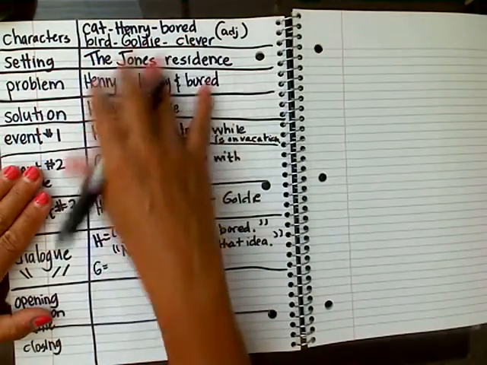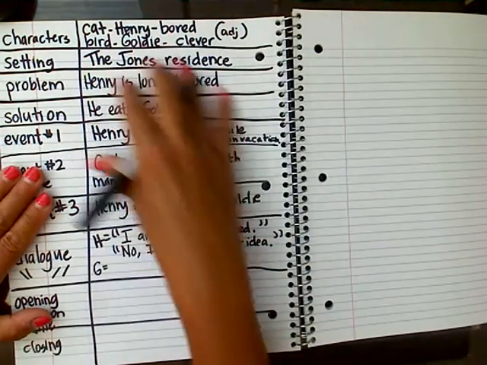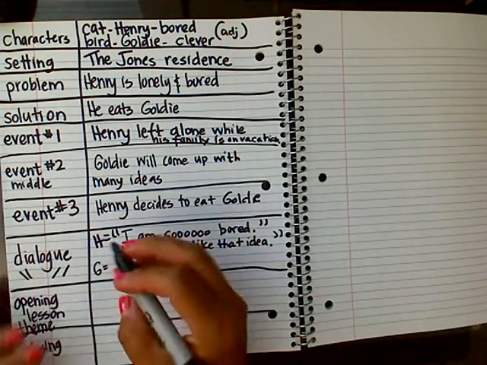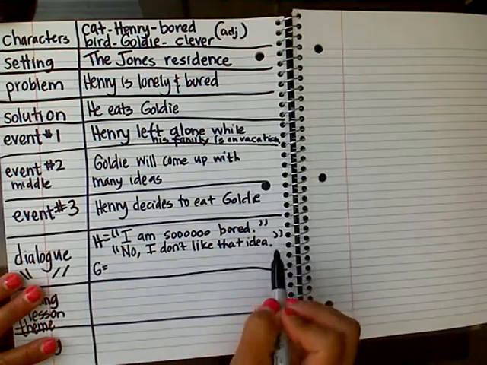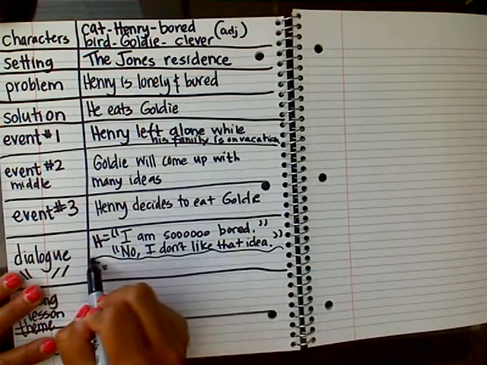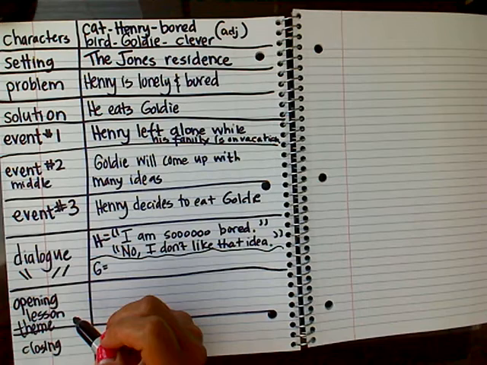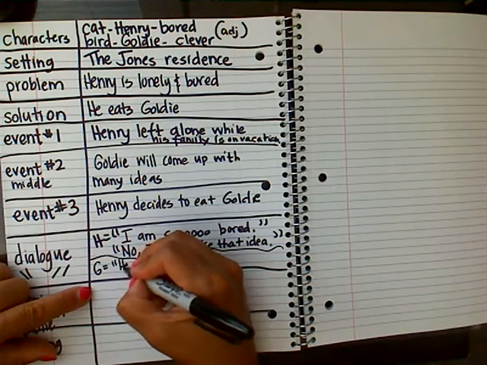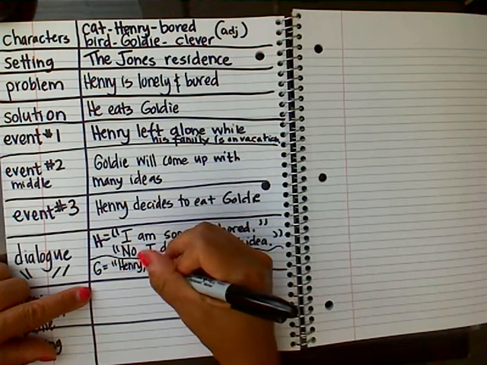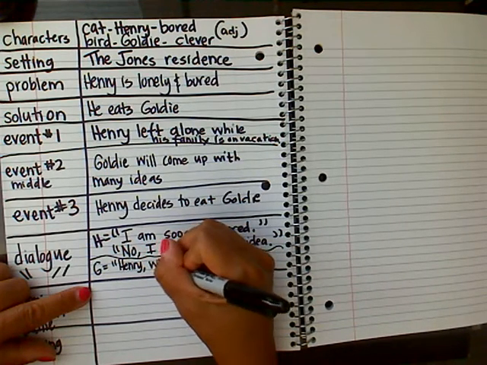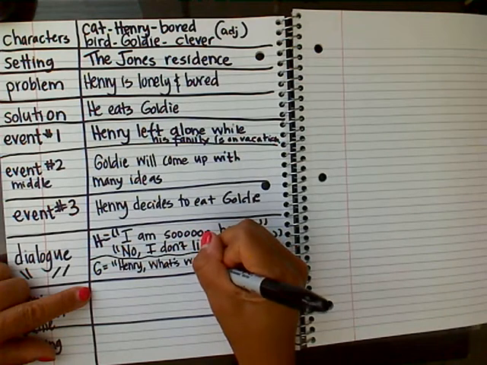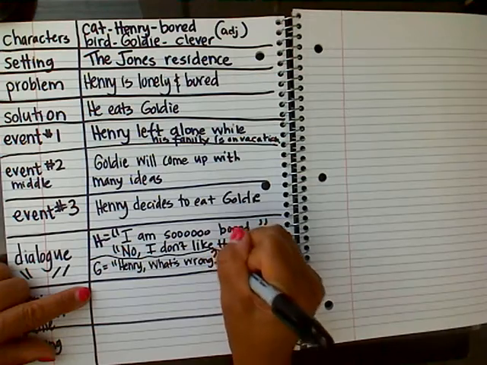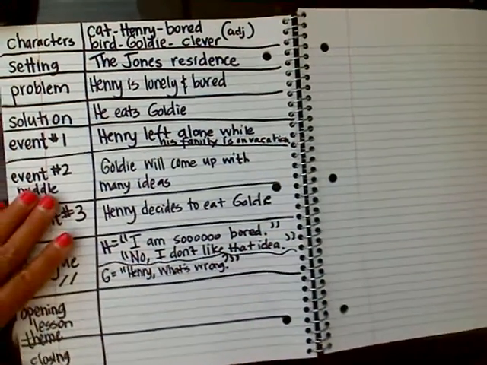Notice again, these are not all complete sentences. These are just ideas that I can write down so that I can transfer them into my story, okay? And then I'm going to think about some things that Goldie can say in the story. So can you think about some things that Goldie can say? The bird, let's see, she's going to say, "Henry, what's wrong?" So I'm going to put that into my story somewhere. Ooh, I got to put a question mark there, and put it in between before my dialogue, right?